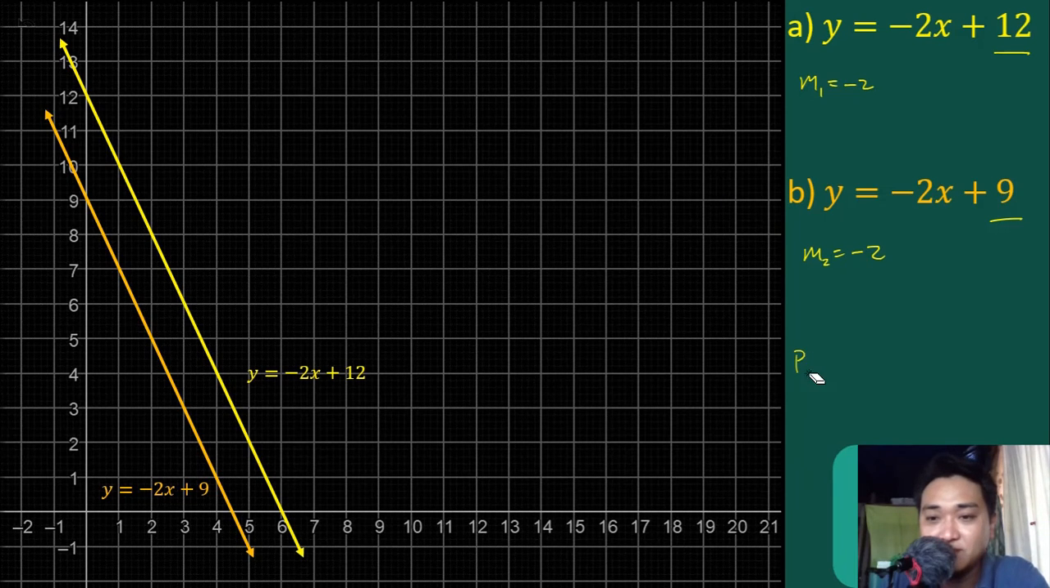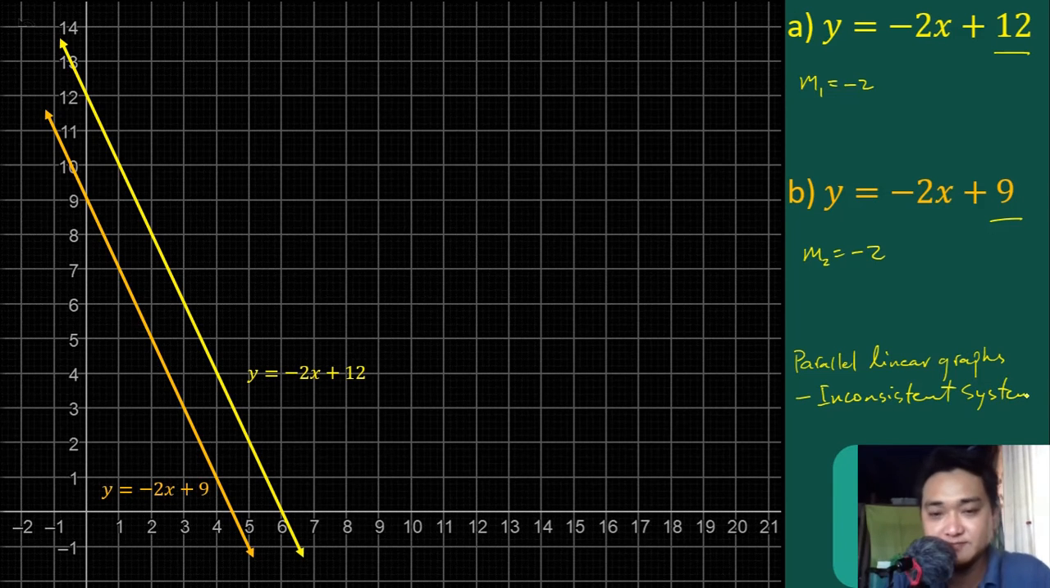Whenever they are parallel linear graphs, they are referred to as inconsistent systems. Ayan. Inconsistent sila in the sense na wala kasi silang solution. Kasi itong dalawang linear systems natin, absolutely they will not meet each other. They will never ever intersect and therefore wala po silang solution.